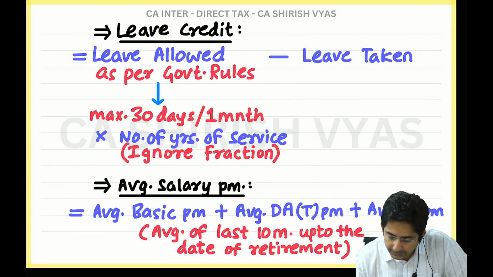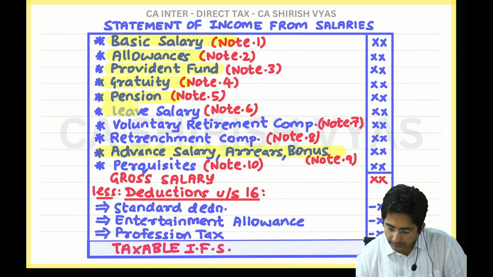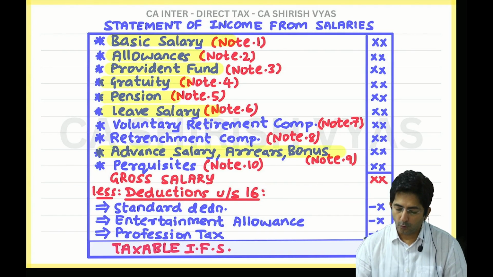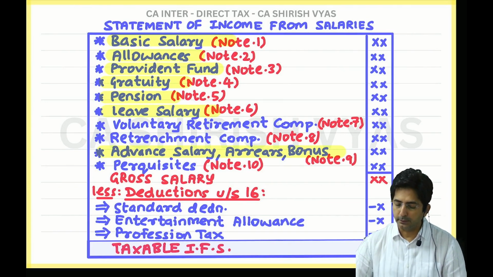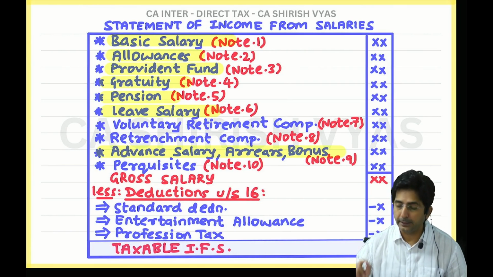Now check the status. See this checklist you should always. So right now what did you finish? Leave salary. So I will highlight here. So now what is remaining? Voluntary retirement compensation, retrenchment compensation and one giant perquisites. So first I will take voluntary retirement compensation.